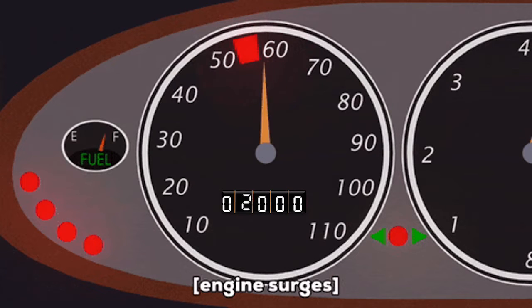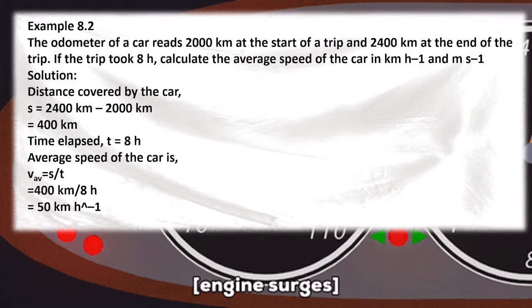Let us understand the question given below. The question is, the odometer of a car reads 2000 km at the start of the trip and 2400 km at the end of the trip. If the trip took 8 hours, calculate the average speed of the car in km per hour and meter per second. Solution. Distance covered by car S equal to 2400 minus 2000 km equal to 400 km.